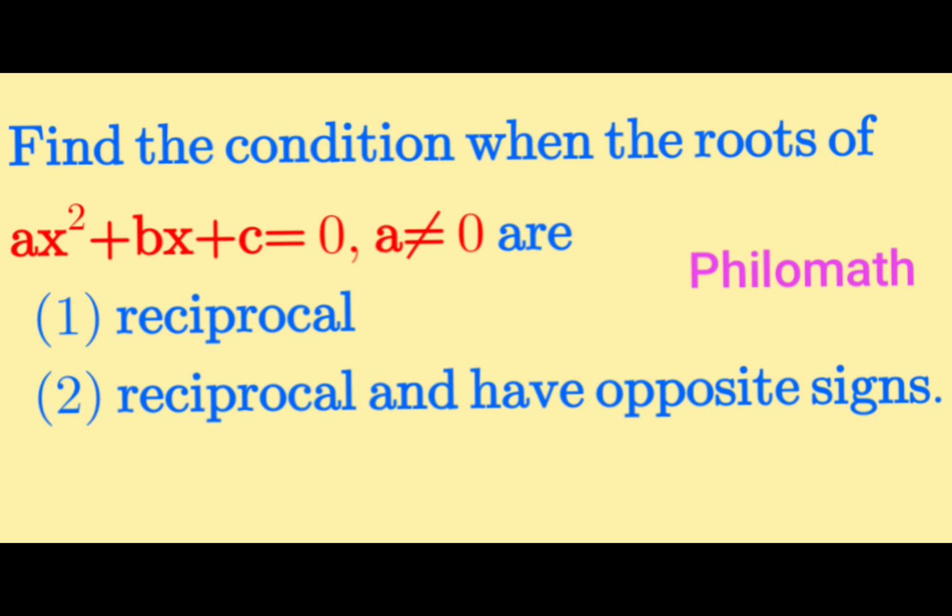Here the given equation is a quadratic equation, so obviously it has two roots, and we have to find the condition when the two roots of the given equation are reciprocal. This is the first condition, and the second condition is roots are reciprocal but have opposite signs. Now let us begin the solution.